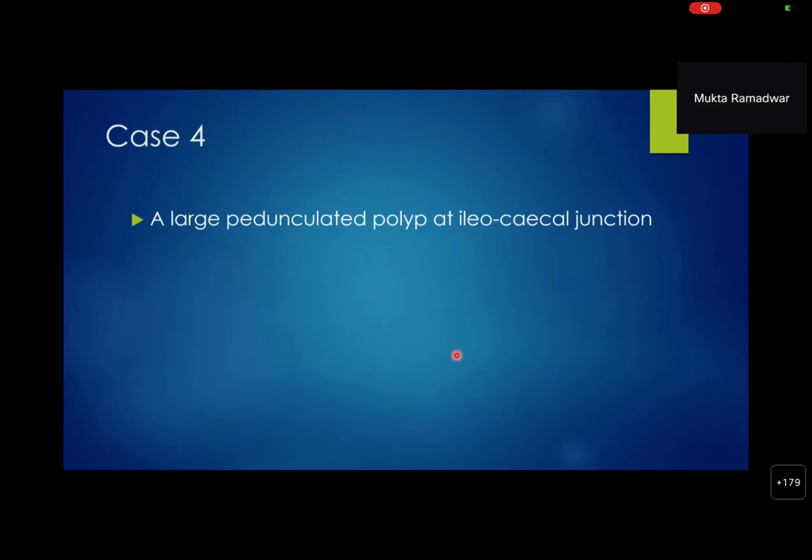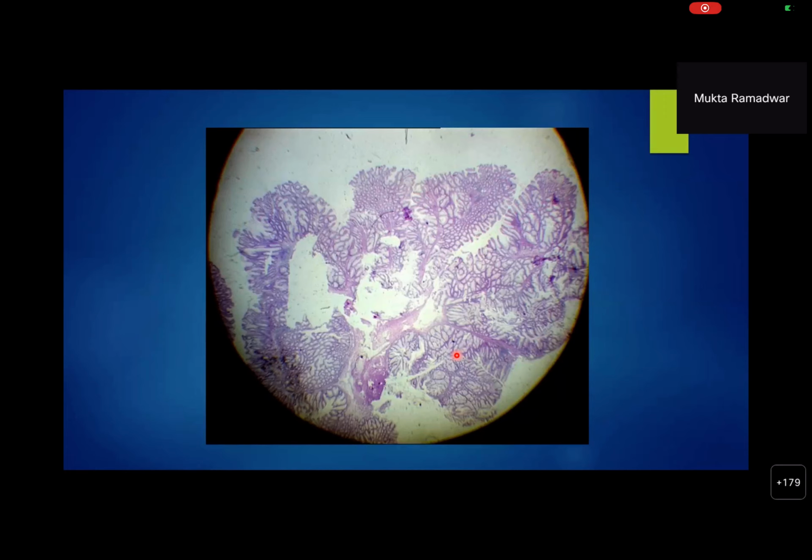So the next case is a large pedunculated polyp at the ileocecal junction. Deepali? Yes, ma'am. In this section, I can see the histology of a polyp composed of glands lined by mucinous epithelium, showing an arborizing pattern of arrangement in which smooth muscle is infiltrating the mucosa and giving a tree-like appearance. At this power, I cannot appreciate any dysplasia, and no necrosis or granuloma is seen.